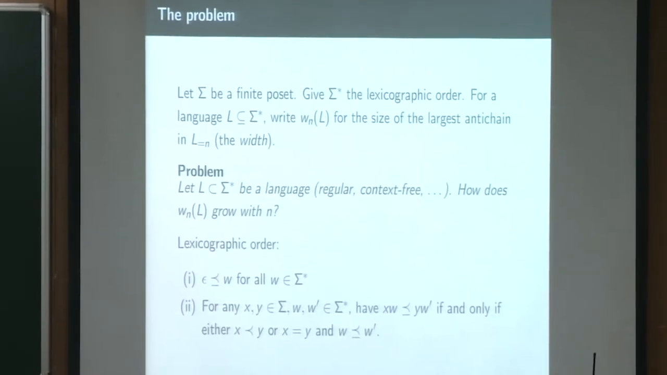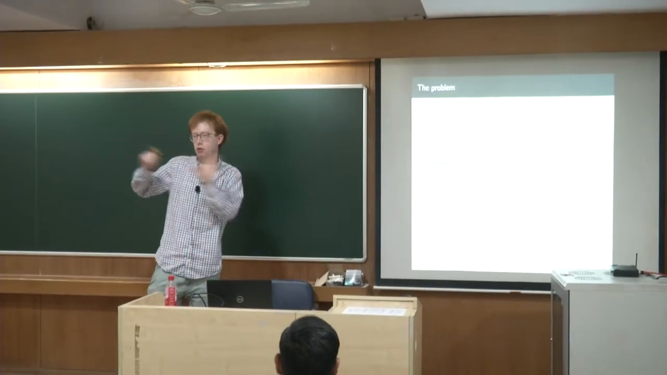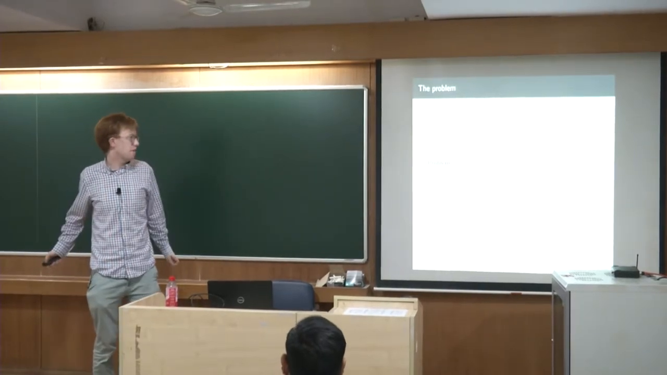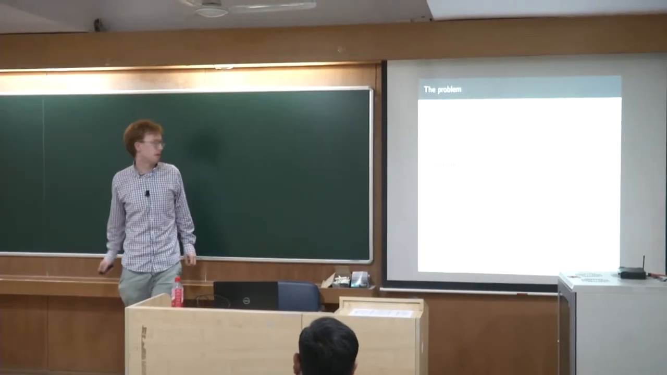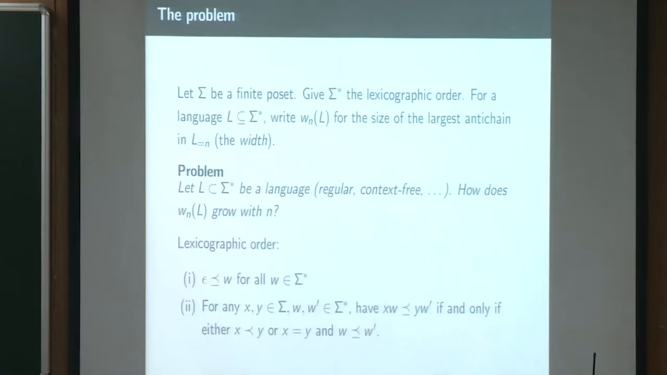And I should just remark, for me, the dictionary order, the lexicographic order, will put prefixes before suffixes. So if A is a prefix of B, then A is below B. But of course, that doesn't actually affect this problem because we're only interested in length n, but it's more convenient.